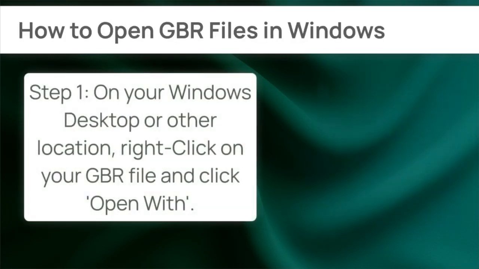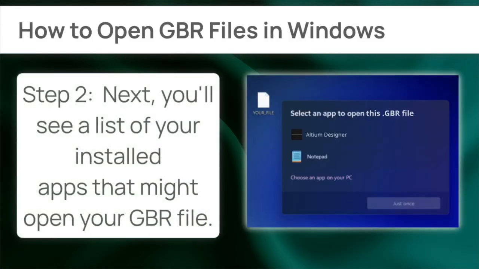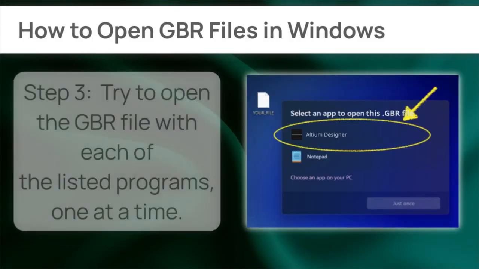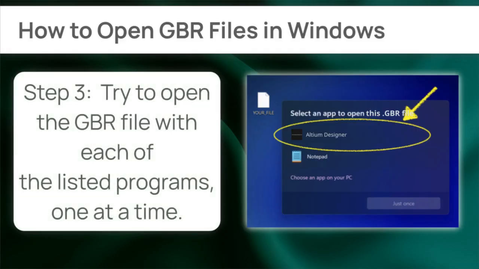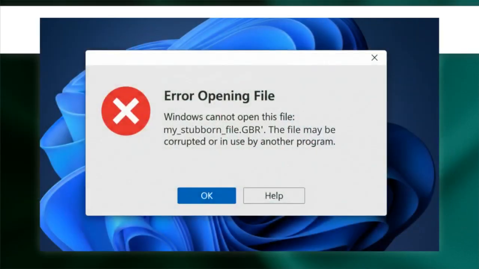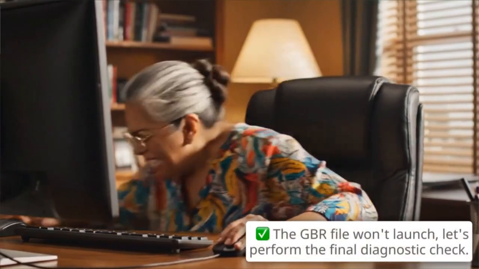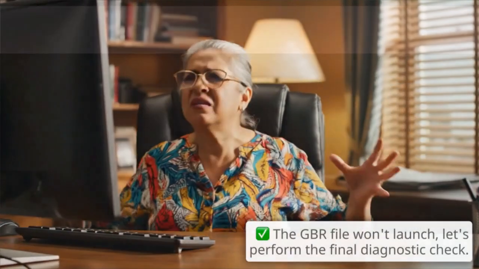Go ahead and right-click your GBR file, then choose Open With. Try Altium Designer if it's an option. If it's not, just select another program. This trial and error process is standard for tricky files. If your GBR file is not opening yet, that is normal. We're dealing with a highly specific GBR file, so we must be precise. We need to run through this checklist and confirm all key details are correct.